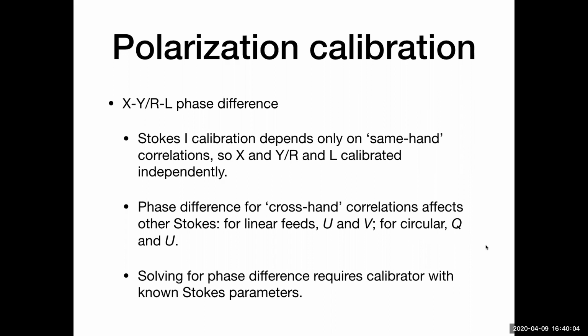And so in order to calibrate this, you basically just need a calibrator source for which you know the Stokes parameters. So you know what the true values of U and V are, or the true values of Q and U, and you solve for this phase difference such that it gives the correct Stokes parameters out. It's a fairly straightforward thing to solve for. You just have to make sure you have the right calibrator source as part of your observation. Sources without a suitable calibrator source like this can't actually be used for polarization analysis.